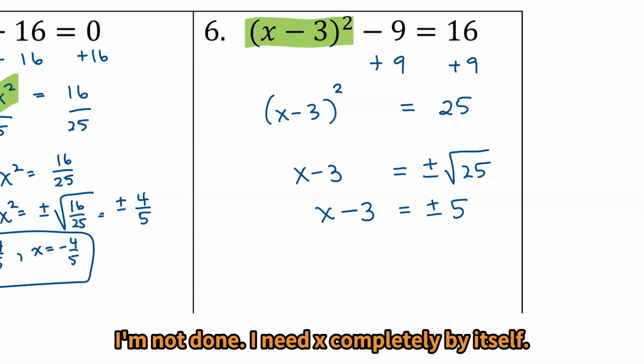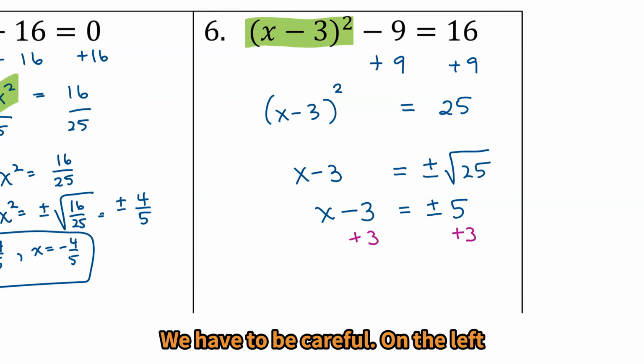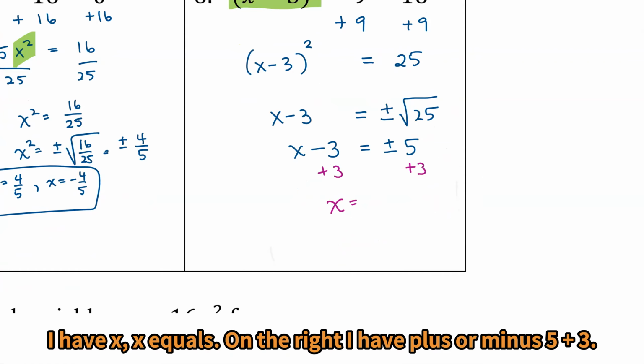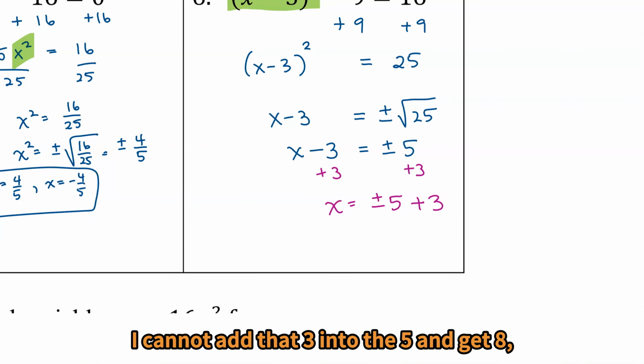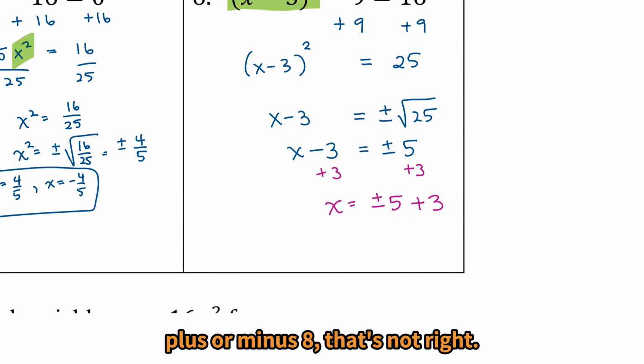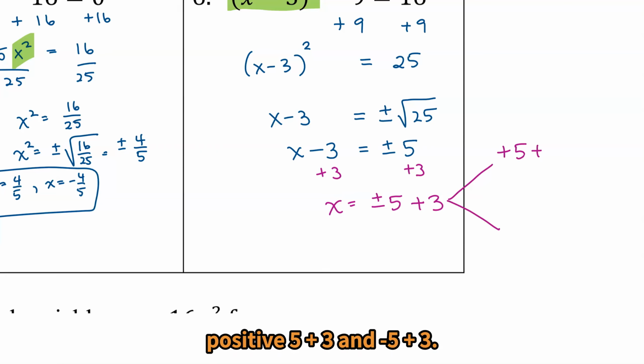I'm not done. I need x completely by itself. So we can add 3 to both sides. Here's where it can get tricky. We have to be careful. On the left, I have x. X equals. On the right, I have plus or minus 5 plus 3. I cannot add that 3 into the 5 and get 8 plus or minus 8. That's not right. I have to look at these as two different problems. Positive 5 plus 3 and negative 5 plus 3.